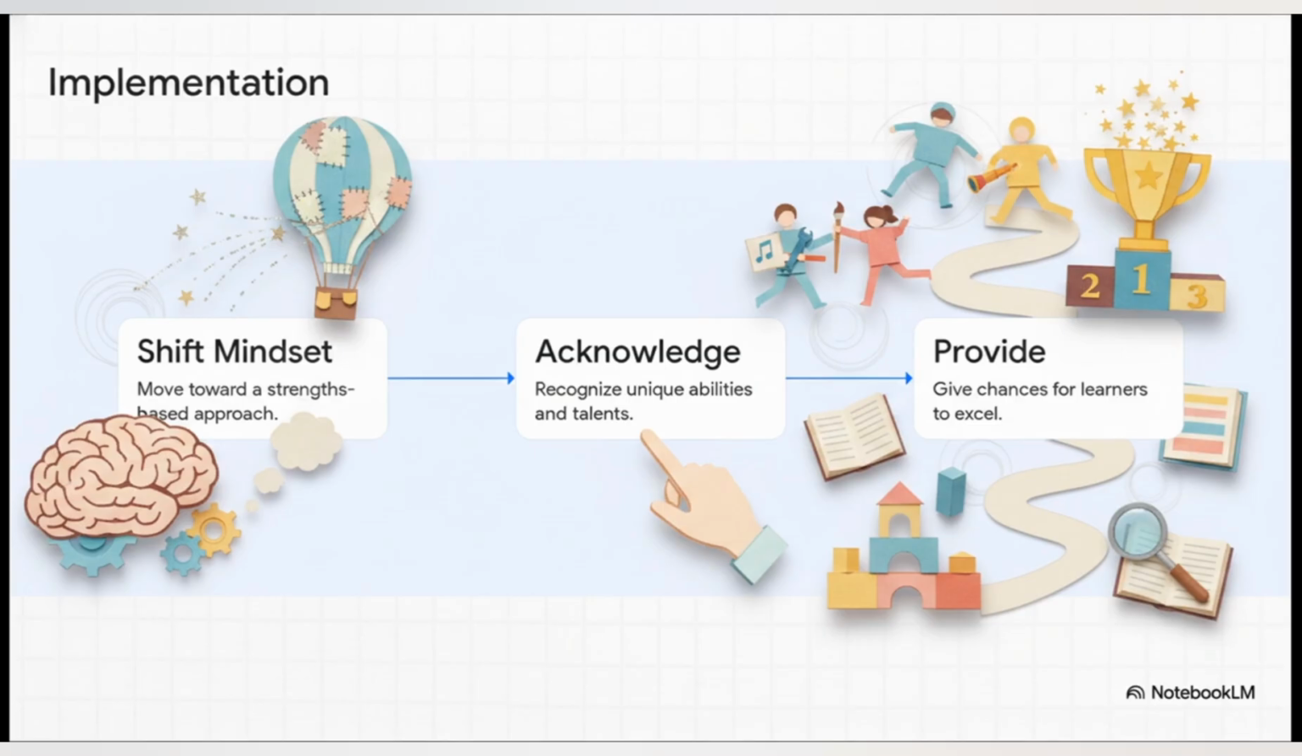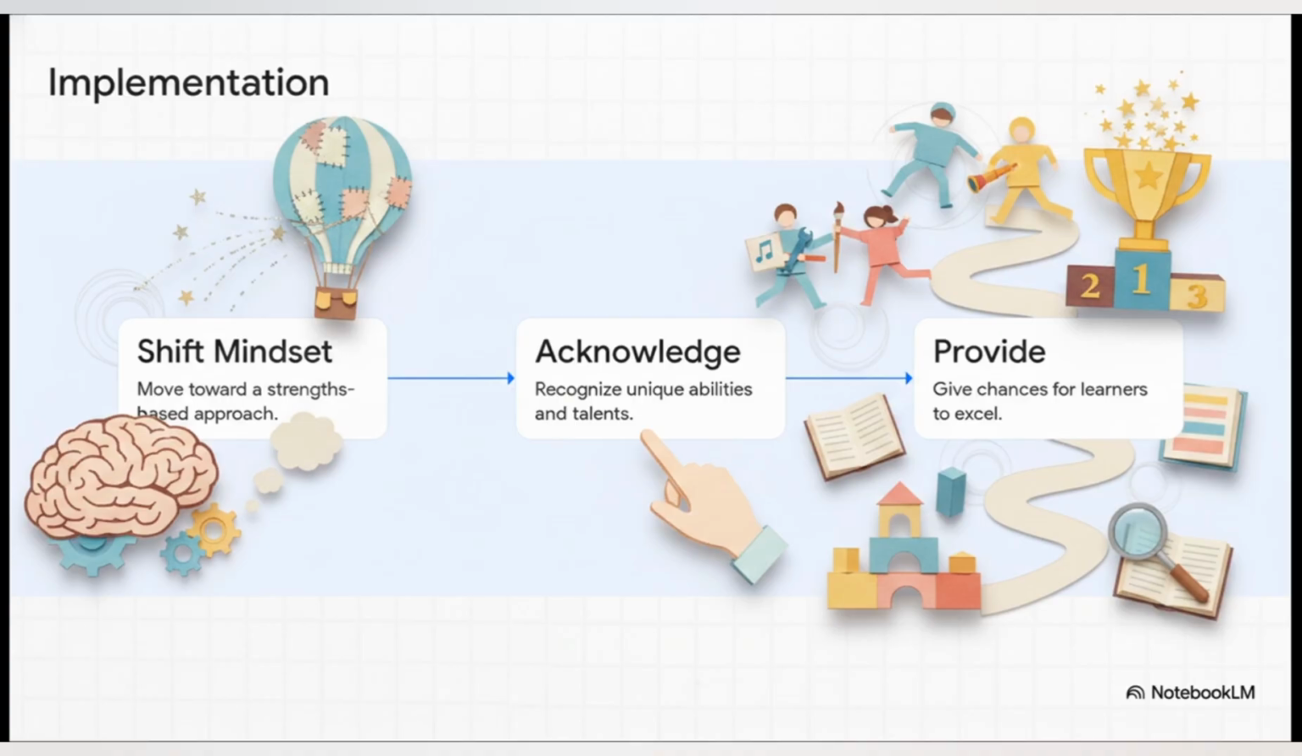There are 3 concrete steps that educators, parents, and society must take to properly support learners with special needs. Step 1, shift mindsets toward a strengths-based approach. We must fundamentally change how we think about disability, permanently moving away from that old medical model. Step 2, acknowledge unique abilities and talents. Teachers and parents have to clearly see, write down, and point out what each learner is good at. This might mean keeping a journal of when a child seems happiest and most engaged during the day.